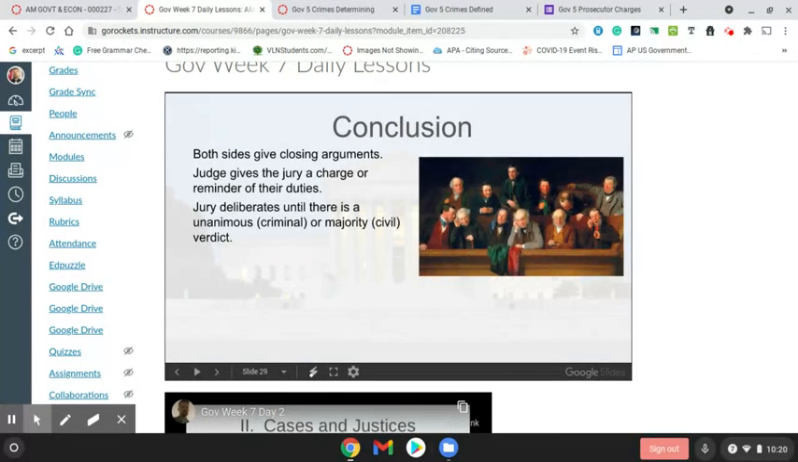The judge is going to give the jury their duty, which is to, of course, decide whether or not the specific charges match the crime that was presented, and decide whether or not the person is guilty or not guilty. If they do decide they're guilty, it has to be beyond a reasonable doubt.